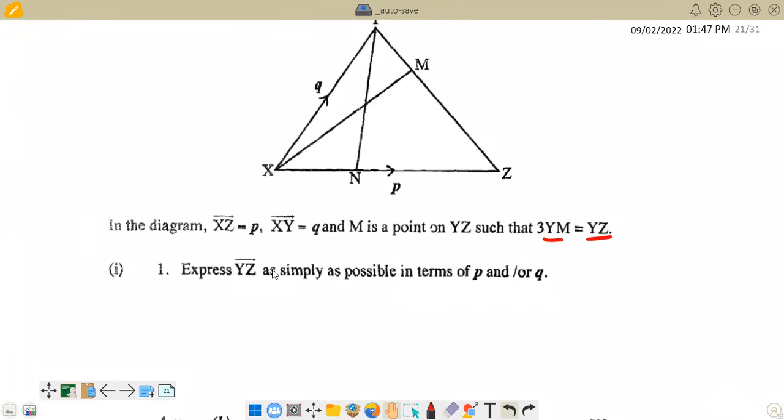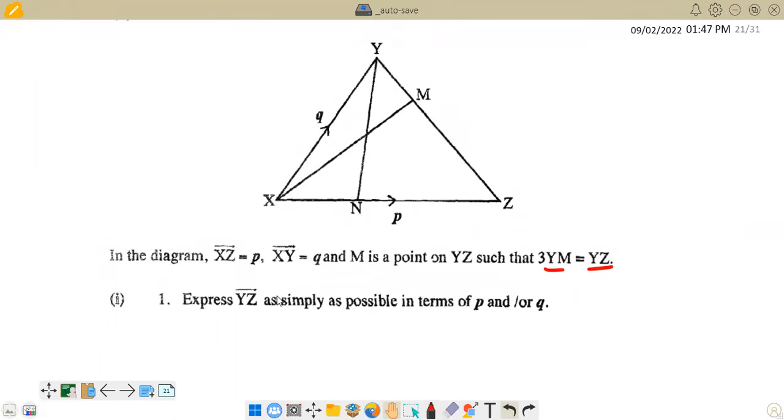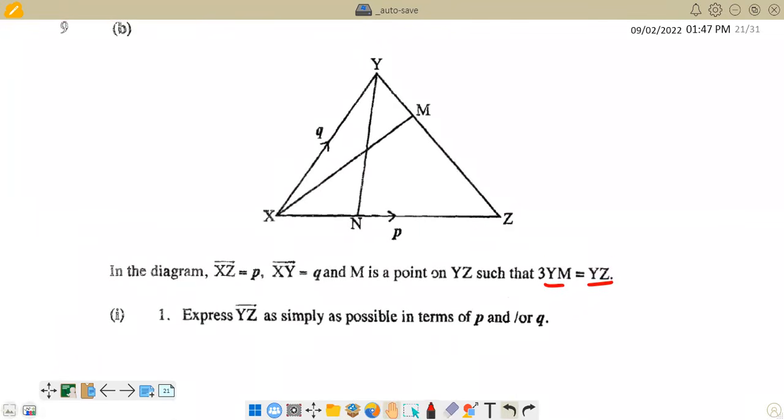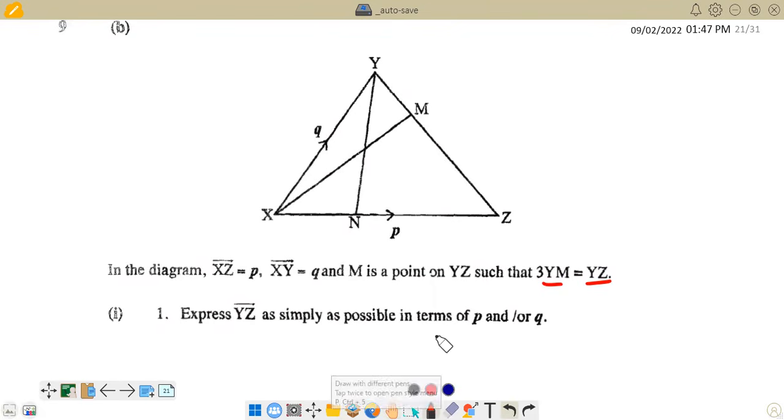All right, the first part was to express yz in terms of p and q, in simplest form. So what is yz? That is the vector, the route that you're going to take from point y to point z. This is our y to z. As you can see, you're going to take the route from y to x. So this is going to be less. You can even write it here, no problem, just so that you can see what is happening.